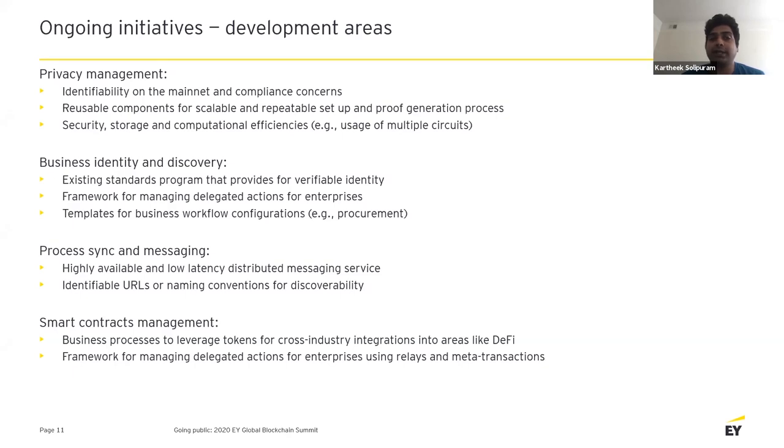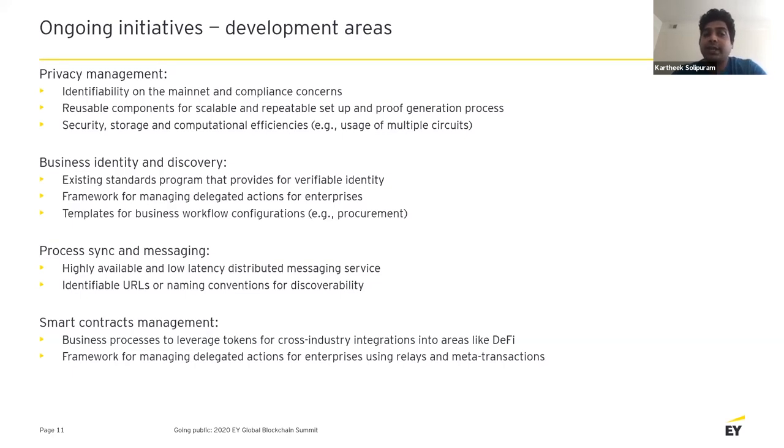And associated with that are the compliance concerns. So there's ongoing work to essentially identify ways in which identity of customers or identity of entities can also be masked further while keeping in mind the various compliance concerns. One of the areas that the baseline protocol or the baseline specifications group is also looking at is building reusable components for repeatable setup and proof generation process. And finally, around the security, storage, and computational efficiencies around usage of multiple circuits, how to handle using multiple circuits, and also areas of research around the same. We've been having a great amount of feedback and also participation from the wider community out there, including conversations with the likes of Aztec and other companies to make this go further.